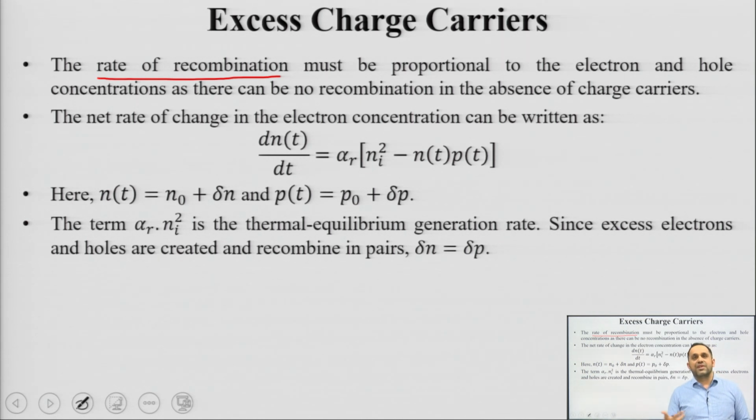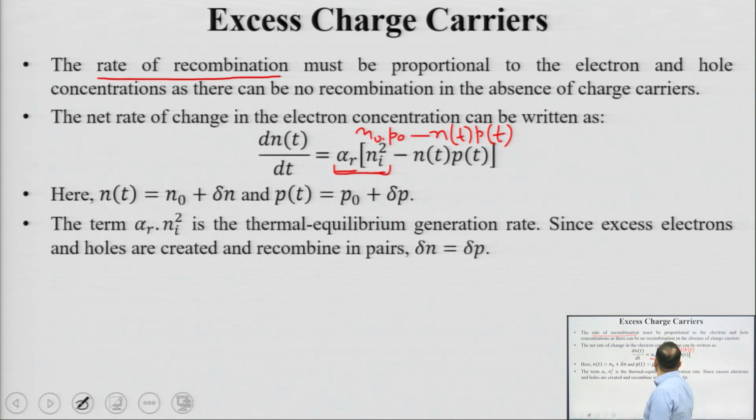Okay. So, the net rate at which, say we take the example of electron concentration, the rate at which this electron concentration is varying with respect to time is proportional to what? Ni square, okay, n dot p, or I should say n naught dot p naught minus whatever is in the excess. And this constant of proportionality is known as the recombination constant or recombination coefficient, denoted by alpha r. And this small parameter here, alpha r Ni square, is nothing but the generation rate. So, this is the rate of generation minus whatever is present.